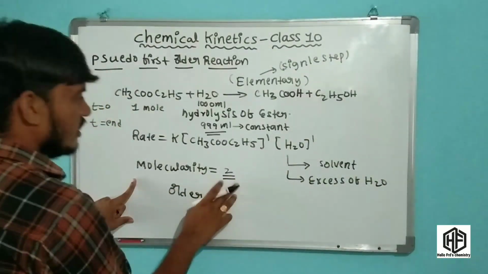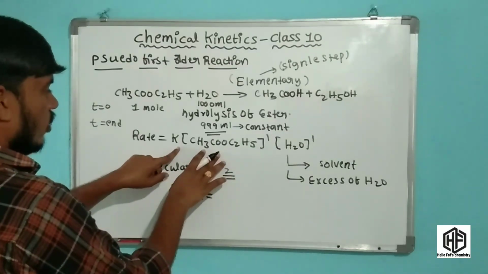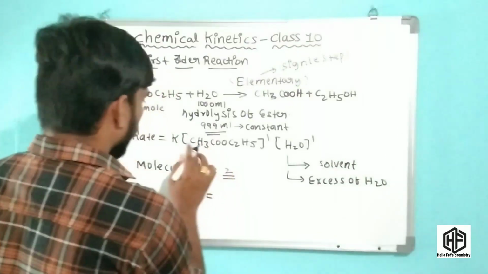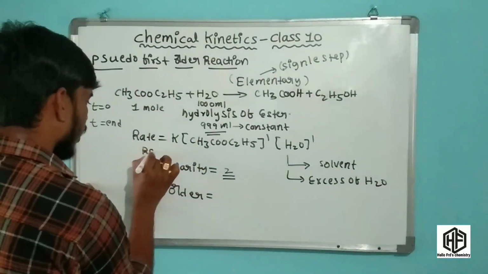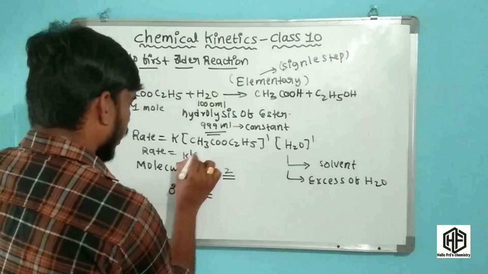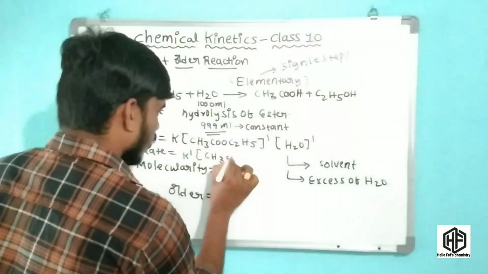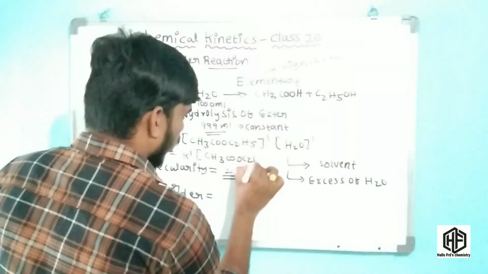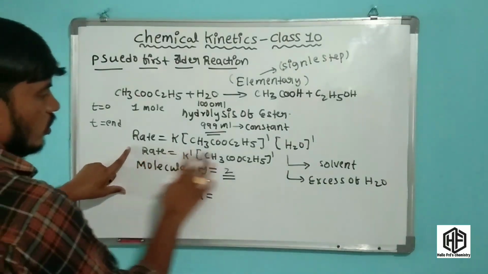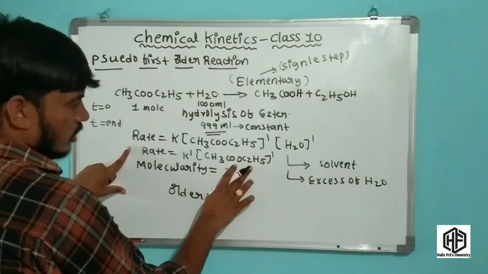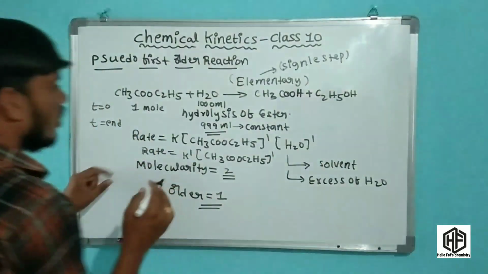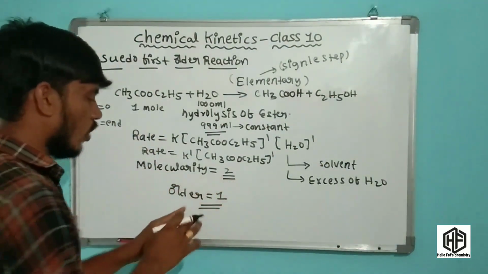is this: the rate of reaction of the hydrolysis of ester only depends upon the ester. The rate is equal to K, and this is also constant. Now K dash is equal to the concentration of CH3COOC2H5 power 1. Now the order of this reaction only depends upon the concentration power 1. Now the order of this reaction is 1. Friends, for hydrolysis of ester, molecularity is 2, order is 1.